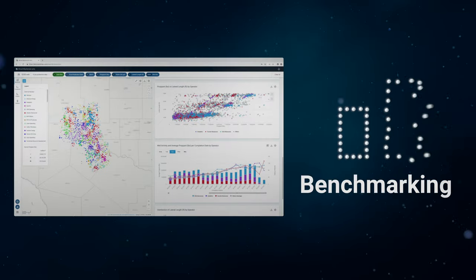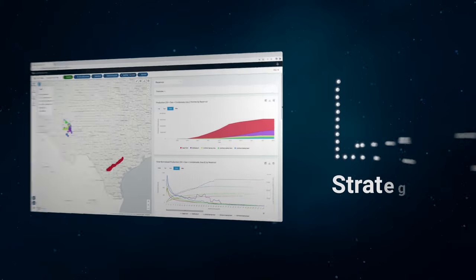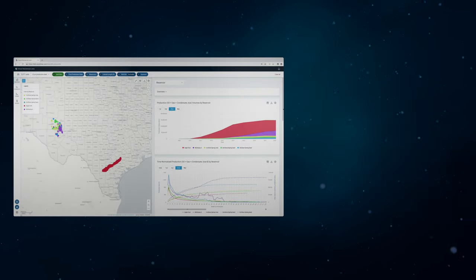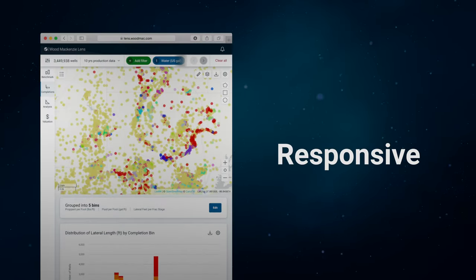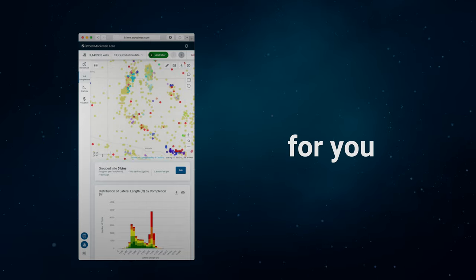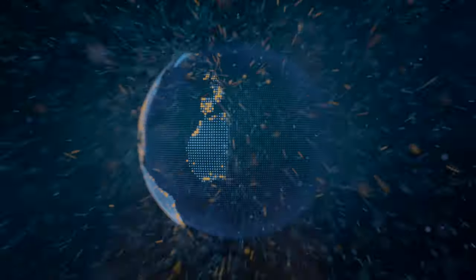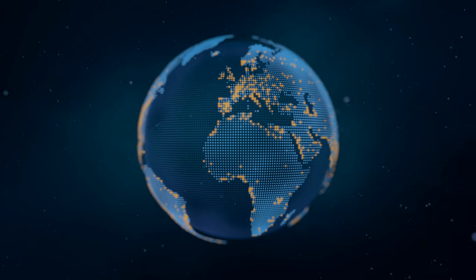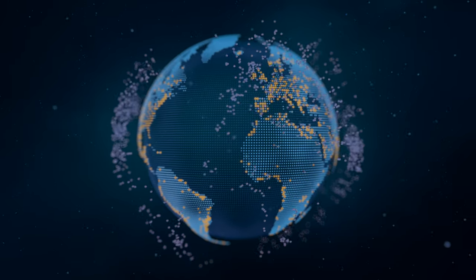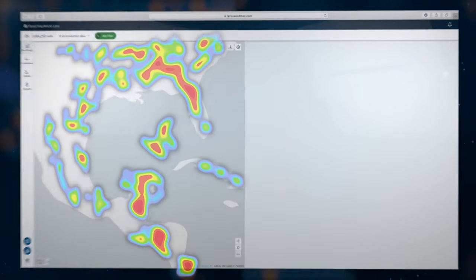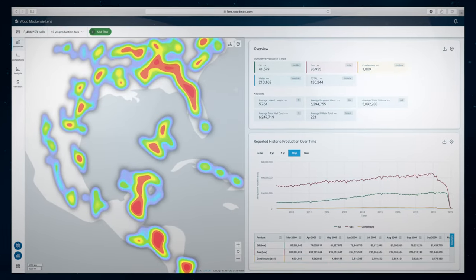Whether you're grappling with benchmarking, strategy, evaluating an exploration opportunity, or seeking to predict commodity markets, either in the office or on the move, Lens is the analytics platform for you. Get a comprehensive view of your world with the industry's most extensive data sets and capabilities, all in one best-in-class, integrated, easy-to-use interface.